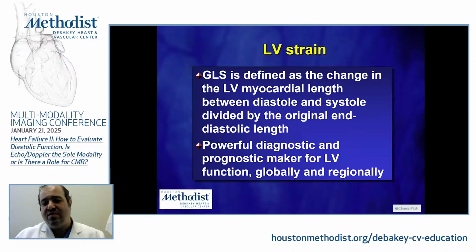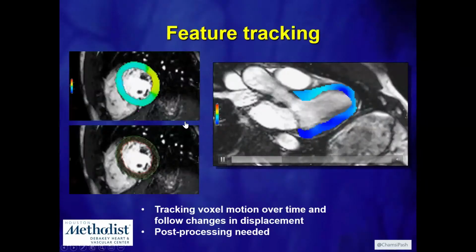Strain, as you all know, is defined as the change in the myocardial fiber length between end diastole and end systole divided by the original length of the myocardium in diastole. We all know that from echo data for the past 2 decades, it's a very powerful diagnostic and prognostic marker for LV function, both globally and regionally.